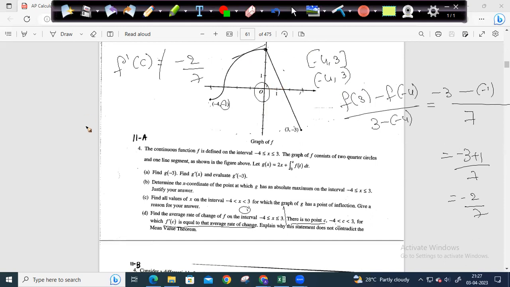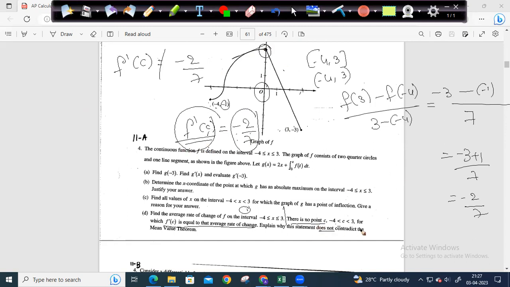So what does the mean value theorem say? If the function is continuous and differentiable, then there exists a C between -4 and 3 such that the instantaneous rate of change, that is f dash of C, is equal to the average rate of change of the function. That is what the mean value theorem says. But it seems to be contradicting because the function is not differentiable. So there can't be a value for which f dash C is equal to -2 by 7.